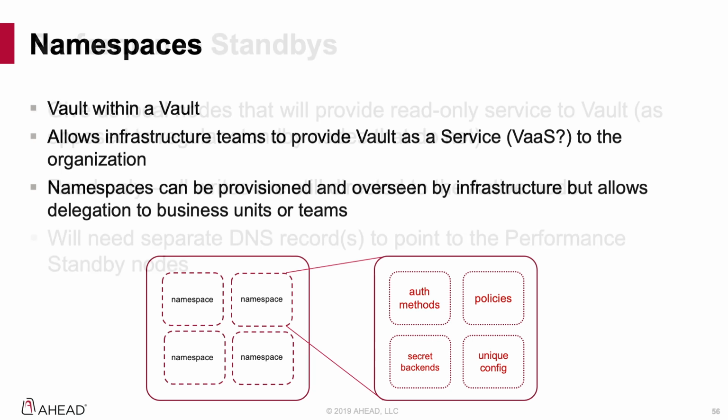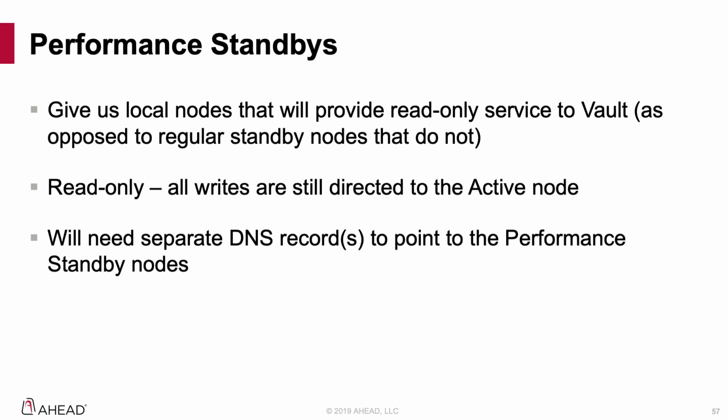That's namespaces. Performance standbys, this is different than performance replication. So in our example earlier when we were doing open source HA, where we have an active node and we have multiple standby nodes, performance standbys basically give us the local nodes, but they are able to provide read-only services to Vault, as opposed to the regular standby nodes we talked about that are only standbys. They do not service reads or writes at all. They'll forward it to the primary node.